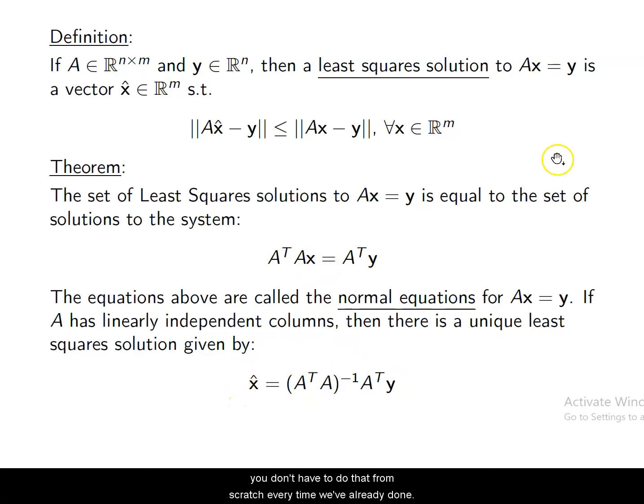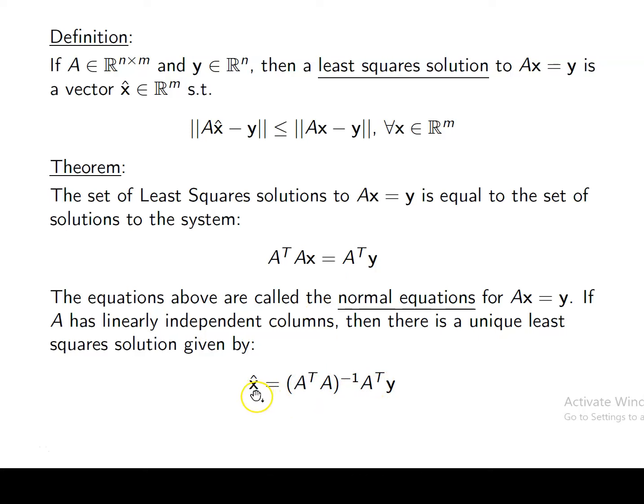So you don't have to do that from scratch every time. We've already done it. This is what your solution will look like. You only have to compute these things. You find A, you find A transpose, you take the inverse, you plug it all in here. So really you just need A, right? You can just plug all this stuff into your calculator and get out your least squares solution, right?